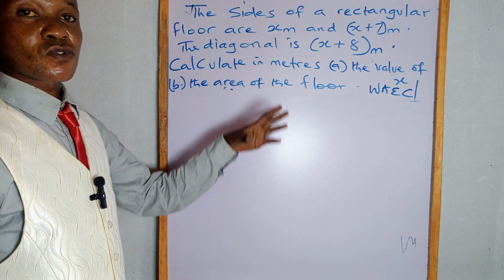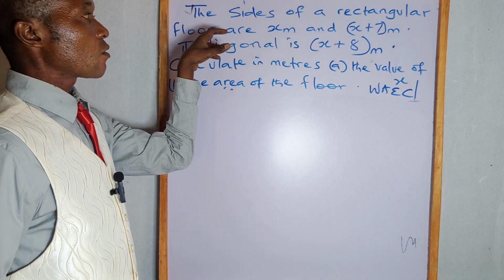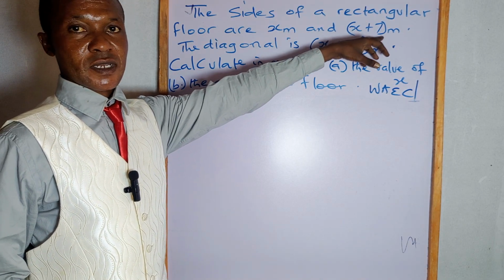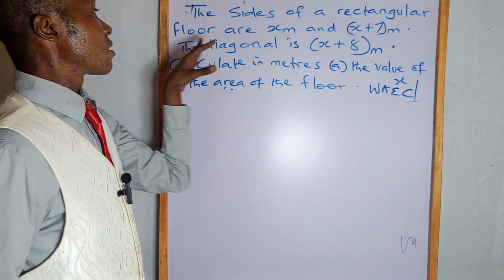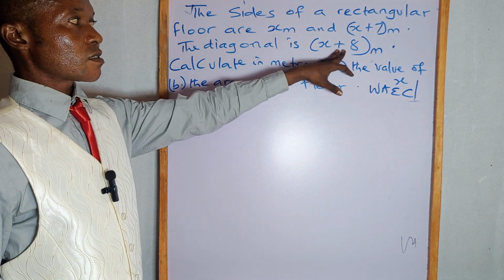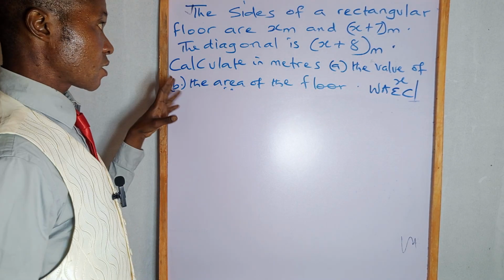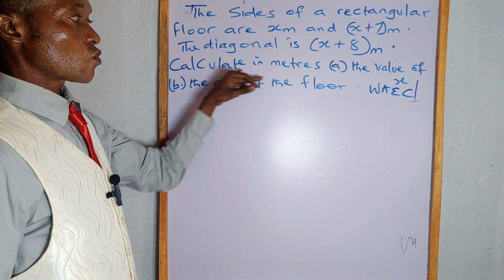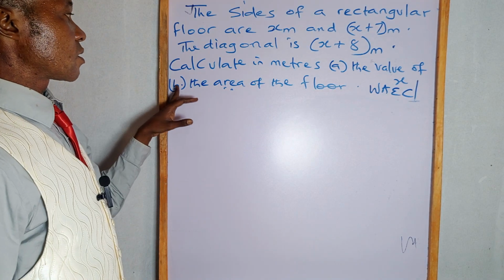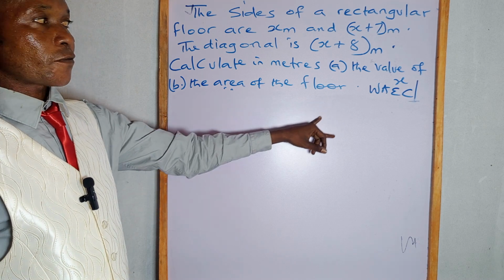Let's quickly do justice to this question. The sides of a rectangular floor are x meters and (x + 7) meters, and the diagonal is given by (x + 8) meters, everything in meters. Then you are told to calculate, in meters, A, the value of x. Then the B part, you are told to calculate the area of the floor.